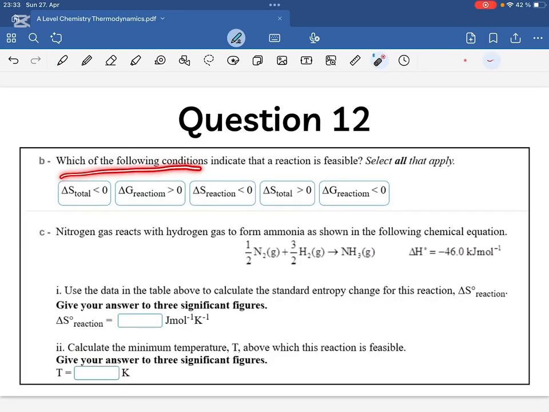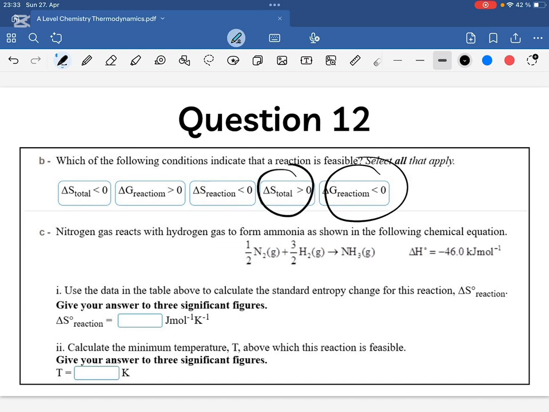Which of the following conditions indicate that a reaction is feasible? Select all that apply. Now, a reaction is feasible when delta G is negative, so it's when delta G is less than 0, and when delta S total is greater than 0. We have a positive change in the entropy, and delta G is less than 0. So it's delta G is negative.